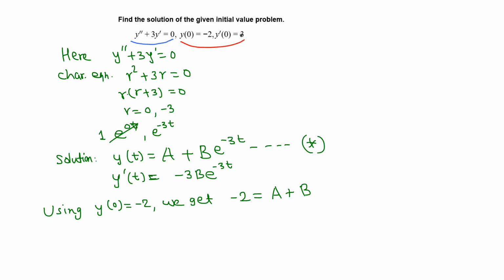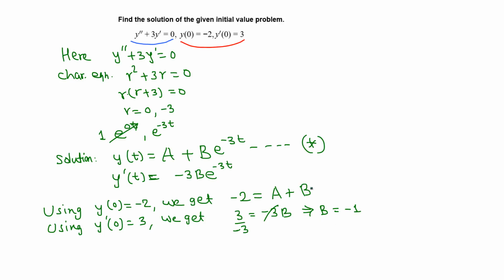Let's use the second initial condition here. y prime at 0 equals 3. We get y prime is 3 when t is 0, so negative 3b e raised to 0, which is 1. So 3 equals negative 3b. We can solve for b here, so this implies b equals 3 over negative 3, which is negative 1.